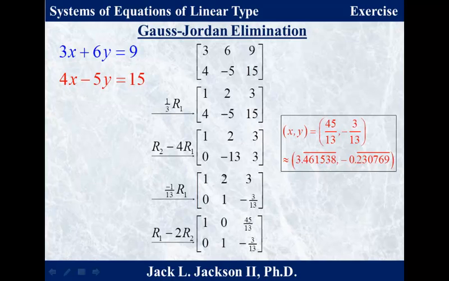Finally, change that 2 into a 0 by multiplying row 2 by negative 2 and adding to row 1. That leaves row 2 alone. Negative 2 times 0 is 0 plus 1 is 1. That's good news, we want that left alone. Negative 2 times 1 is negative 2 plus 2 is 0. That's what we wanted. Negative 2 times negative 3/13 is 6/13 plus 3. 3 is 39/13. 39/13 plus 6/13 is 45/13. So now we see x equals 45/13 and y equals negative 3/13, which is our answer.